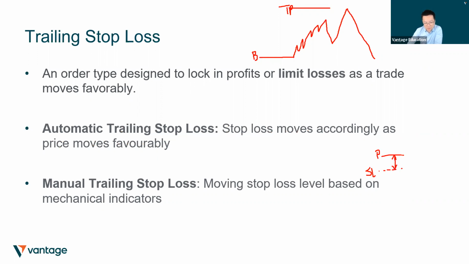So if price moves up by an equivalent amount, your stop loss would also move up by that same level, right? And you just keep moving up. So long as price keeps moving up, your stop loss will keep shifting along with it. The moment that price turns back down and hits your stop loss, it will close you out of the trade.